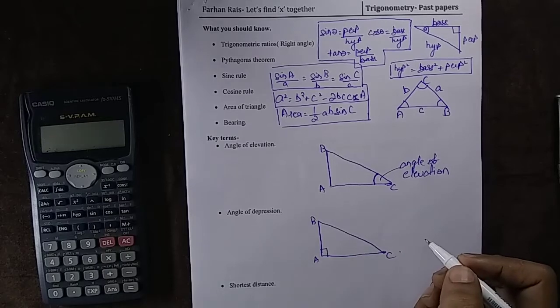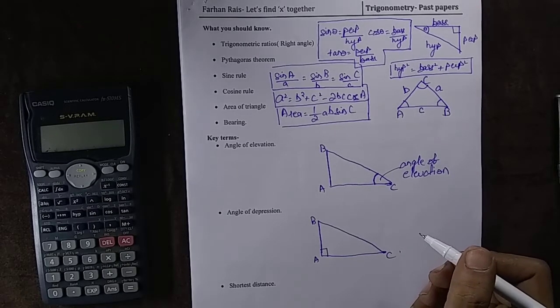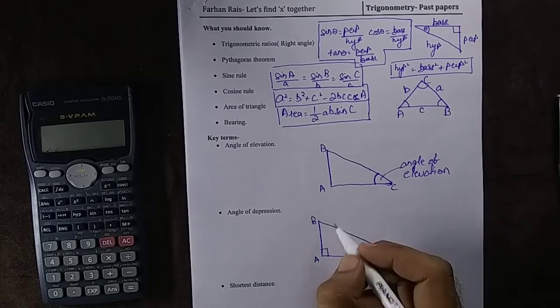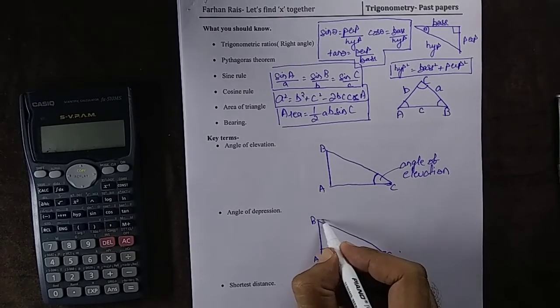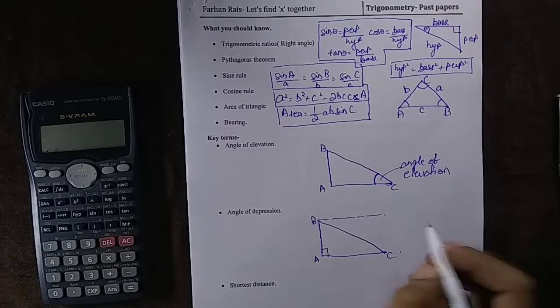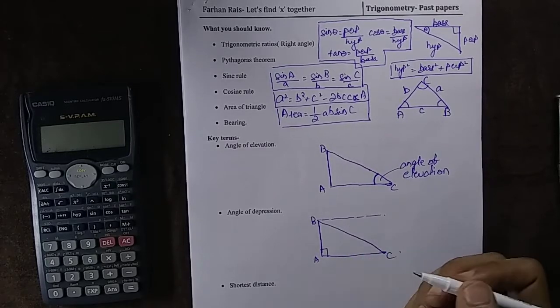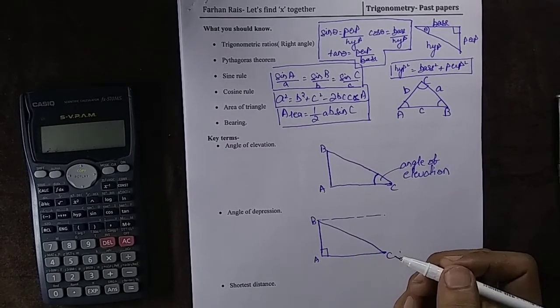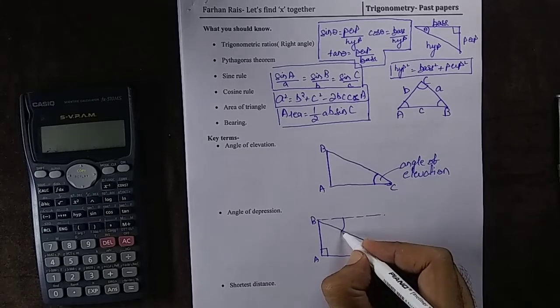So if it is said to find the angle of depression of C from B, in that case on B you would have the reference line. So the angle of depression of C from B would be this angle.